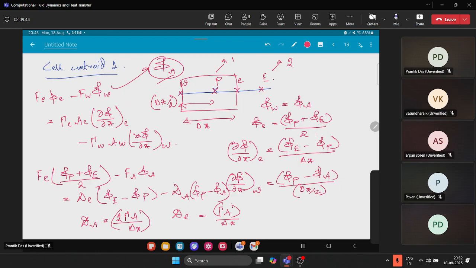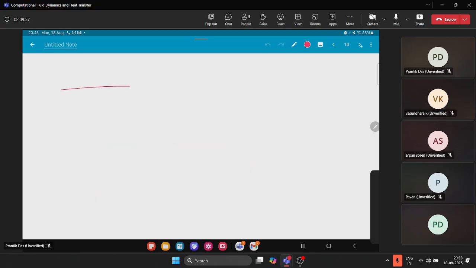Is it clear to all of you? Yes, sir. Okay. Similarly, for the fifth cell set, this is P, this is B, and this is W. This is small w. So this one is fourth, this one is fifth. So this is rho u phi.